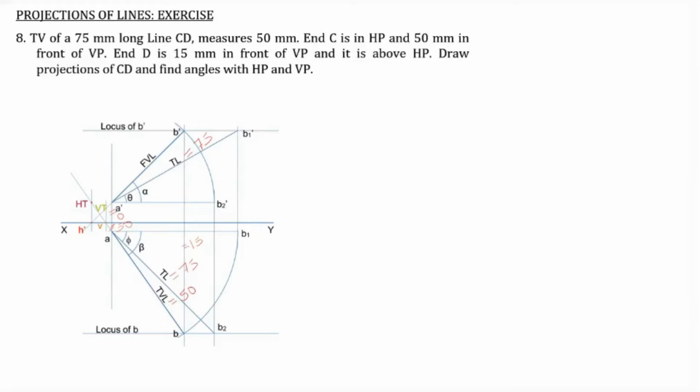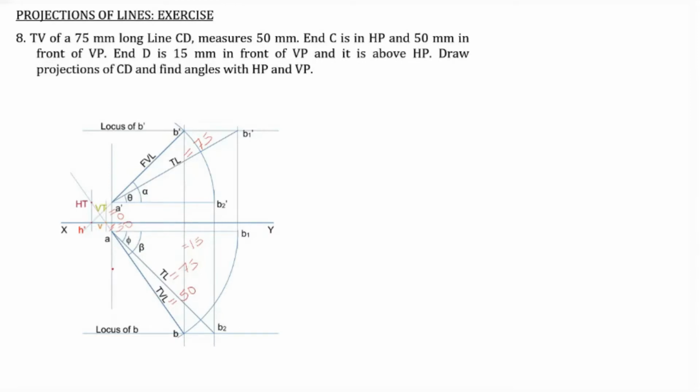So now how to solve it? With all these points and dimensions, first we can mark A dash as well as A, because the distance of A dash from XY and of A from XY is given. That part we can do.